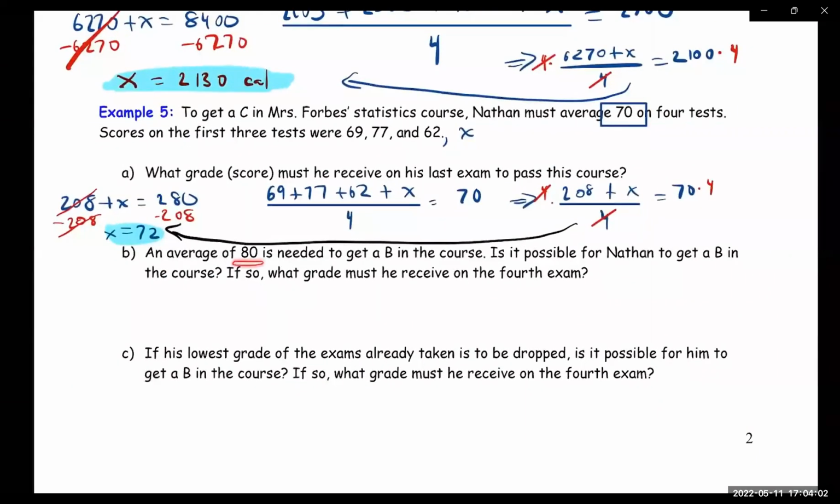An average of 80 is needed to get a B in the course. Is it possible for Nathan to get a B? So let's do the same thing, but this time instead of the average being 70, we want the average to be 80. So we're going to do the same exact thing.